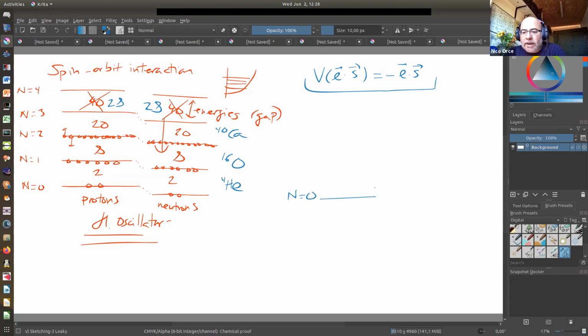Or let's call it the 0s, right? Where this is characterized by our wave function and our energy, 3/2 of h bar omega naught. And this is the main physics. The main physics is H, the Hamiltonian, given by H naught, which is our harmonic oscillator.